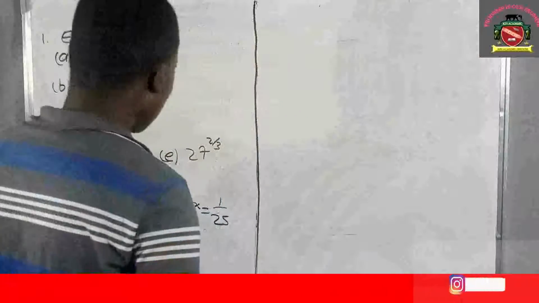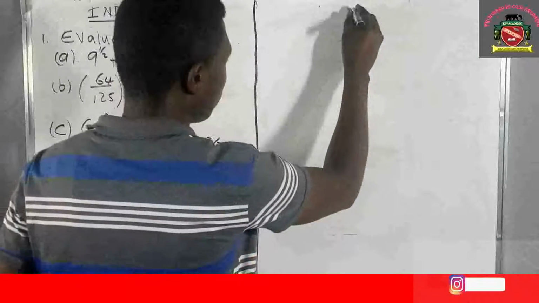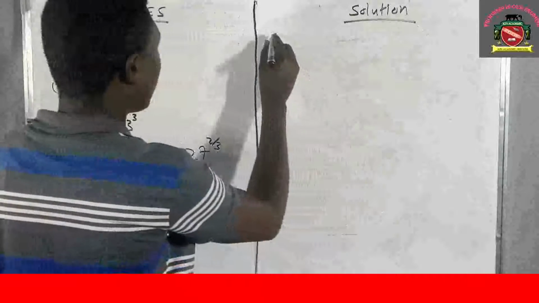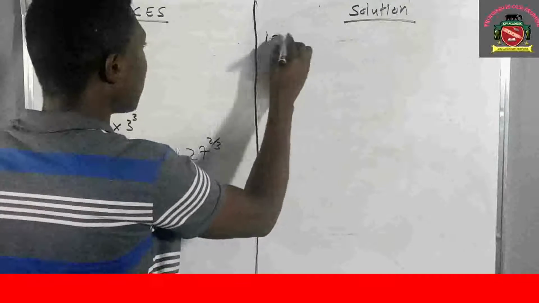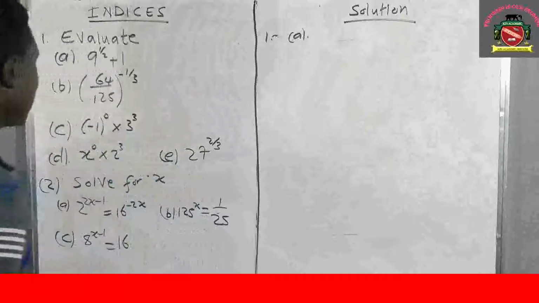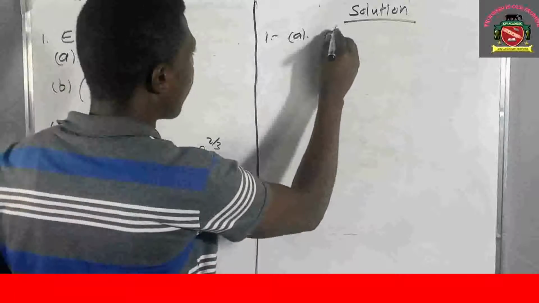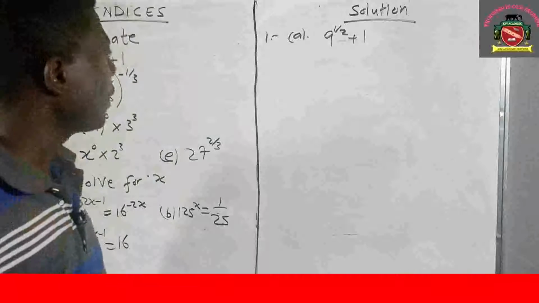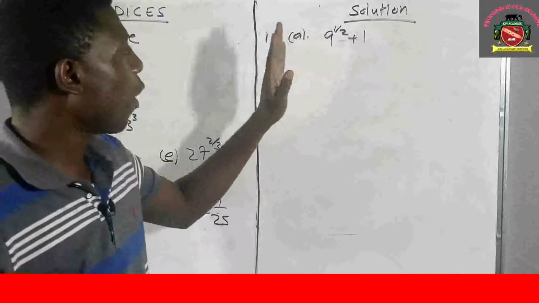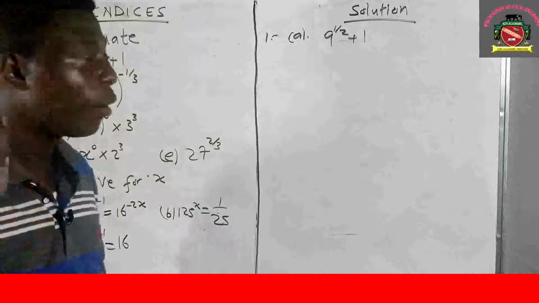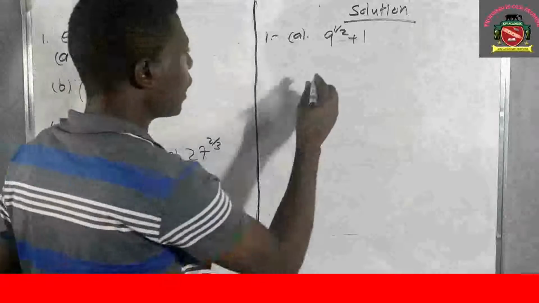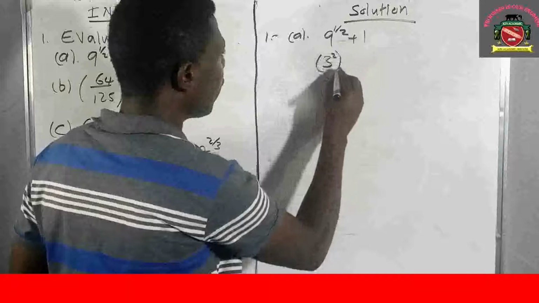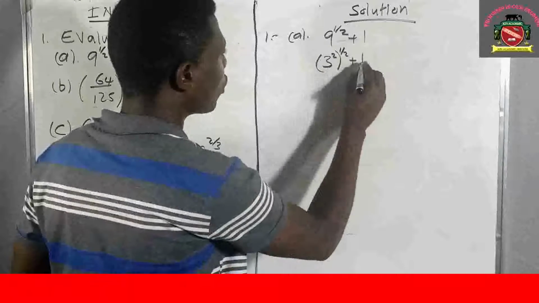We'll start. The first thing that I'm going to do is to put solution. So number 1a, we are going to evaluate 9 to the power half plus 1. Now this question is very simple in the sense that this 9 to the power half is just the same as saying root of 9. Why? Because this is just the same as saying 3 to the power 2, and then raised to the power half, plus 1.